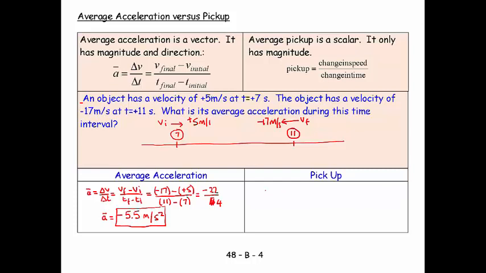For pickup, my pickup is equal to my change in velocity, my change in speed. So that's going to be 17 minus 5 over my change in time, which would be 4. So that's going to be something like 12 over 4, which is 3 meters per second squared. Not really got a good meaning for that. We don't use it much in science. We'll use distance traveled, we'll use speed, but we don't use pickup much at all.